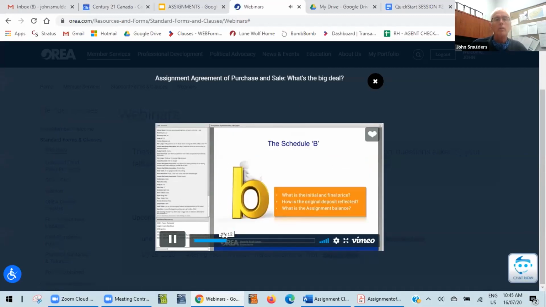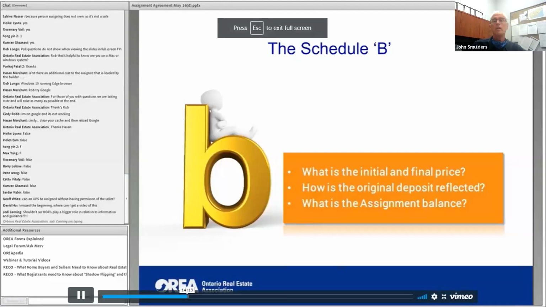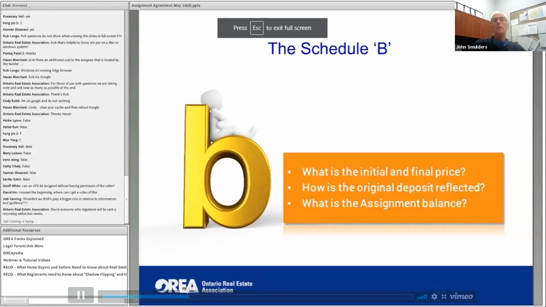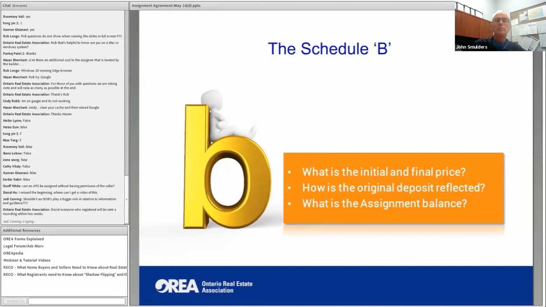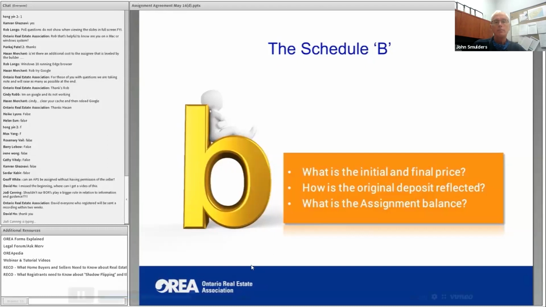We're going to start here. To our next agenda topic, we have the Schedule B. We look at the Schedule B in clarifying much of the mathematics or understanding the initial, the final price, how the original deposit is reflected, what is the assignment balance, the parties, again, looking for clarity between the parties, making sure nobody's confused. I would start with the realtor, making sure the realtor's not confused because the realtor's the one with advice and comments to those parties involved.